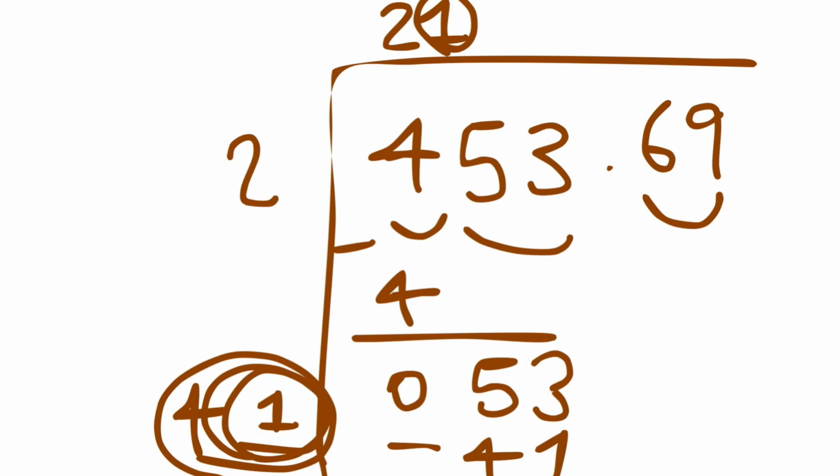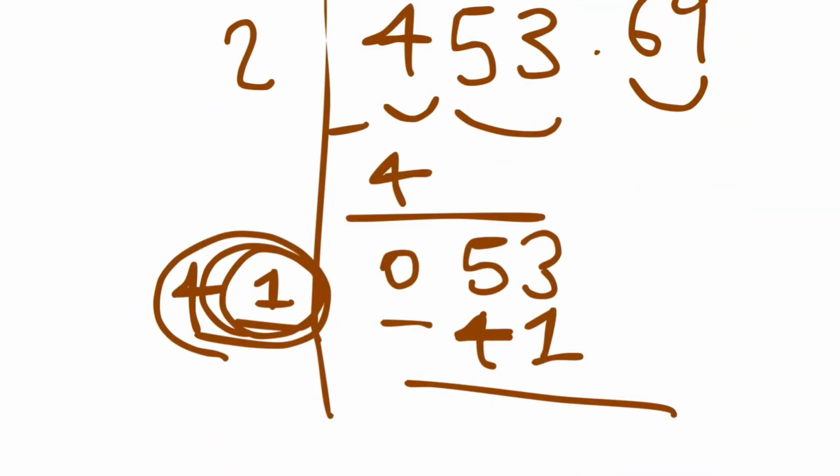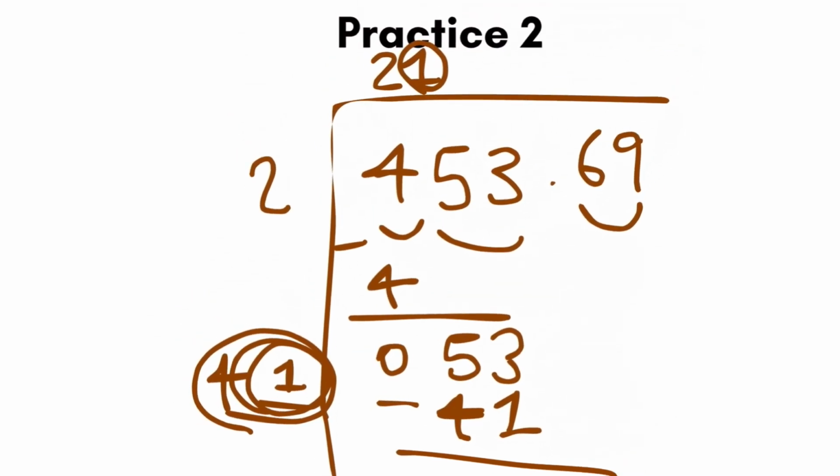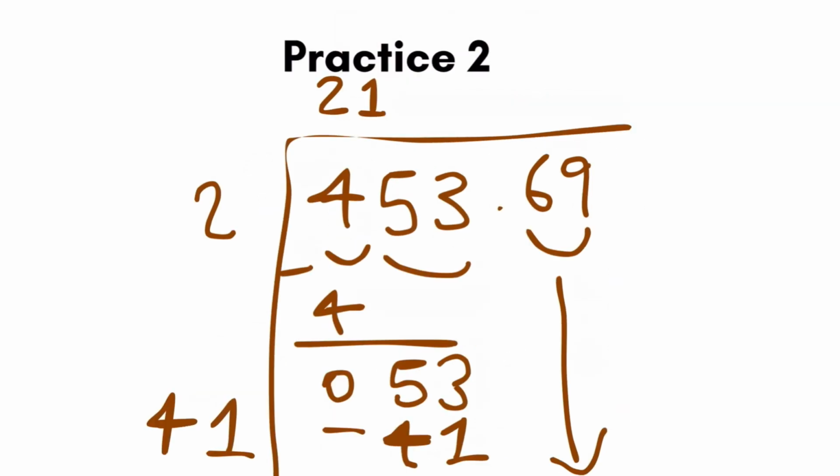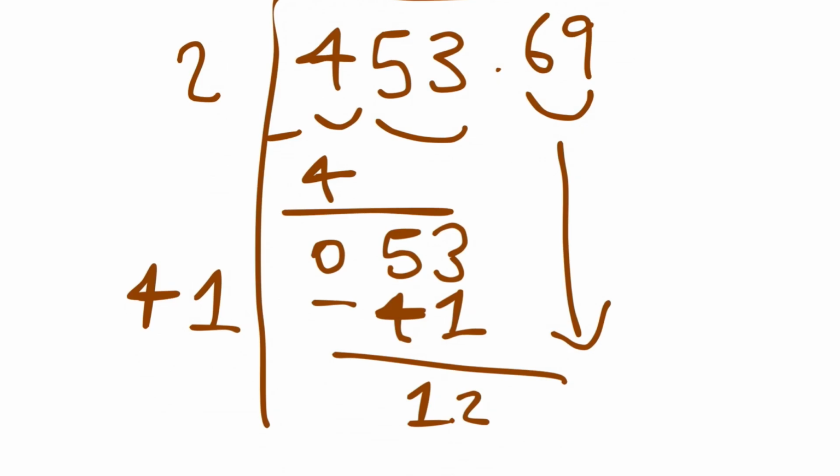Let's go with subtraction right now. So we've written 41 as the result of multiplication below 53. Let's do the subtraction. 3 minus 1, 2. 5 minus 4, 1. Okay, right now it's time to bring down the other pair, our decimal pair, and we've reached the decimal point. So let's place it in our root and bring down the decimal pair.